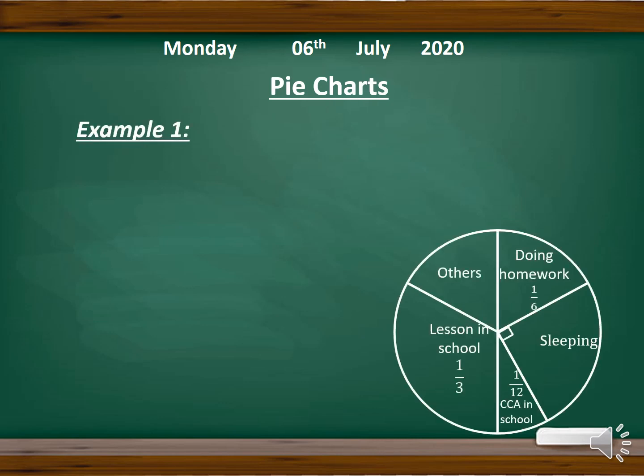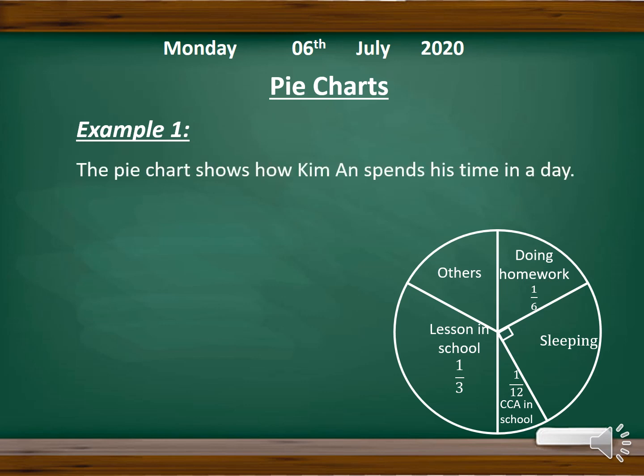Let me look at example 1. The pie chart shows how Kim An spends his time in a day. Like you see in the pie chart here: doing homework, 1/6; sleeping, you see the right angle symbol, you know it is 1/4; CCA in school, we can see 1/12; lesson in school, 1/3; and others.